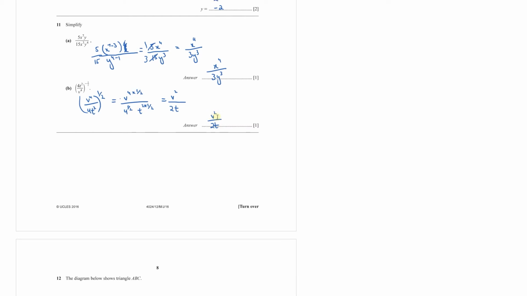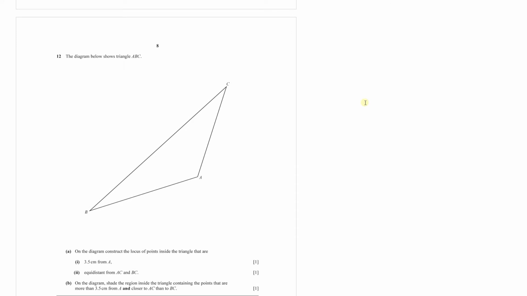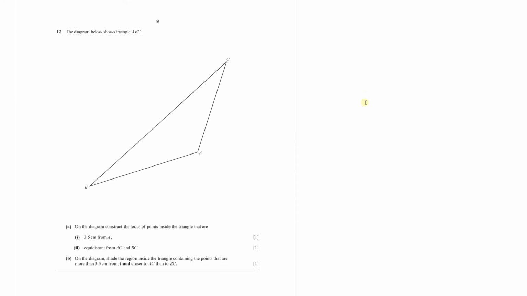All right, let's move on to question number 12. The diagram below shows triangle ABC. On the diagram, construct the locus of points inside the triangle that are 3.5 centimeters from A. If you want to draw a locus of points that are a certain distance from a point, you basically draw an arc with the given distance as the radius. So what we will do here is draw an arc that is inside the triangle, and that is 3.5 centimeters from A.